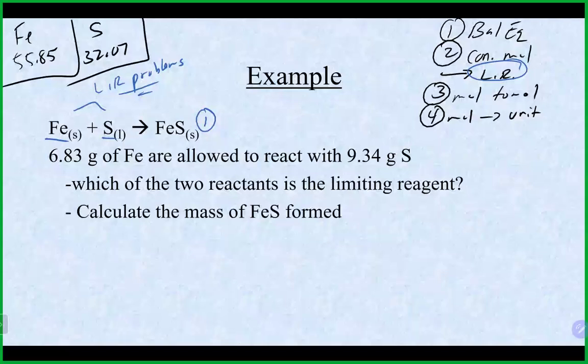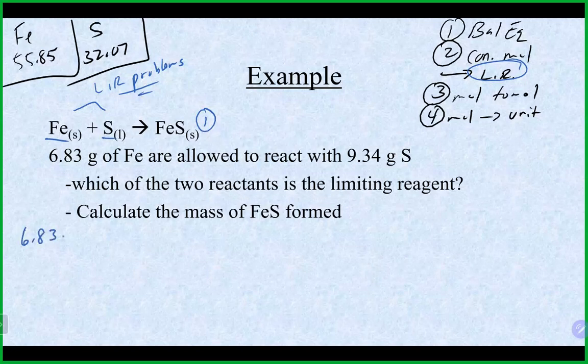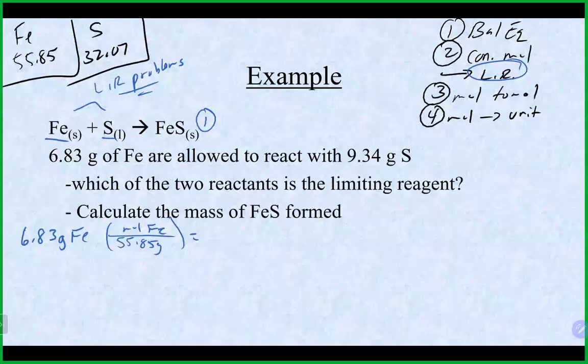Regardless of what method you choose, the second step is usually the same. You have to convert everybody into moles, which we do need to do in this case. So we will convert our 6.83 grams of iron, using the molar mass of iron from the periodic table, 55.85 grams per mole. That's going to get us 6.83 divided by 55.85, which we'll call 0.122 moles.